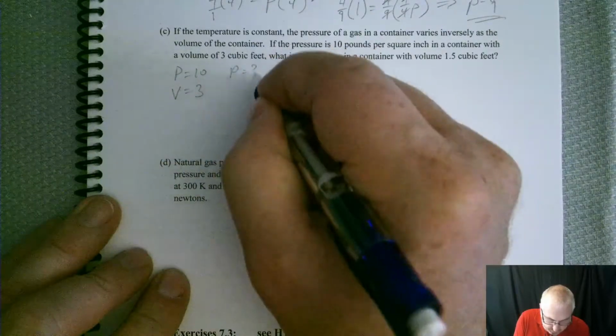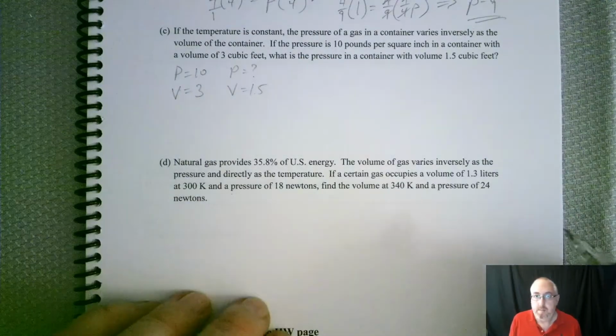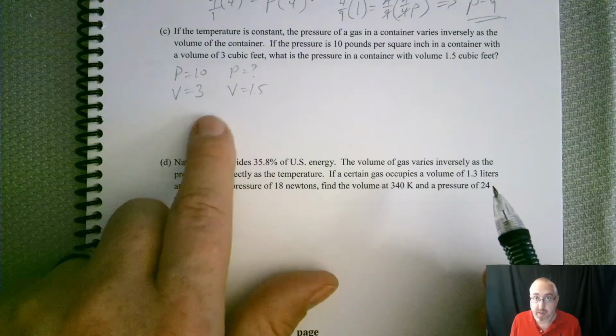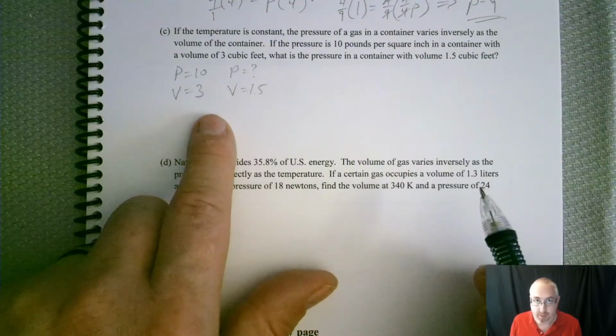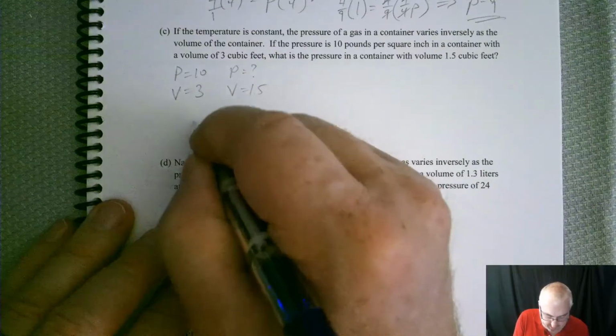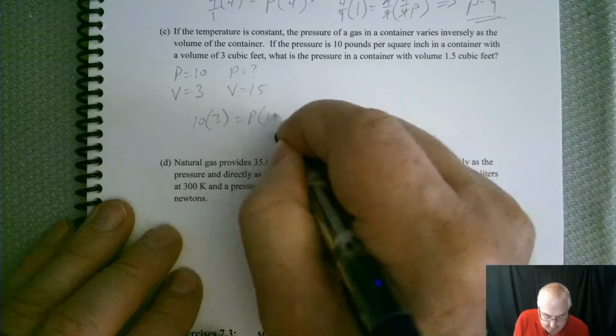What is the pressure when the volume is 1.5? Now, it varies inversely. So even though I wrote it like this, you might be thinking proportion. Don't. Don't think proportion. We've got to multiply those pieces together. So 10 times 3 equals P times 1.5.